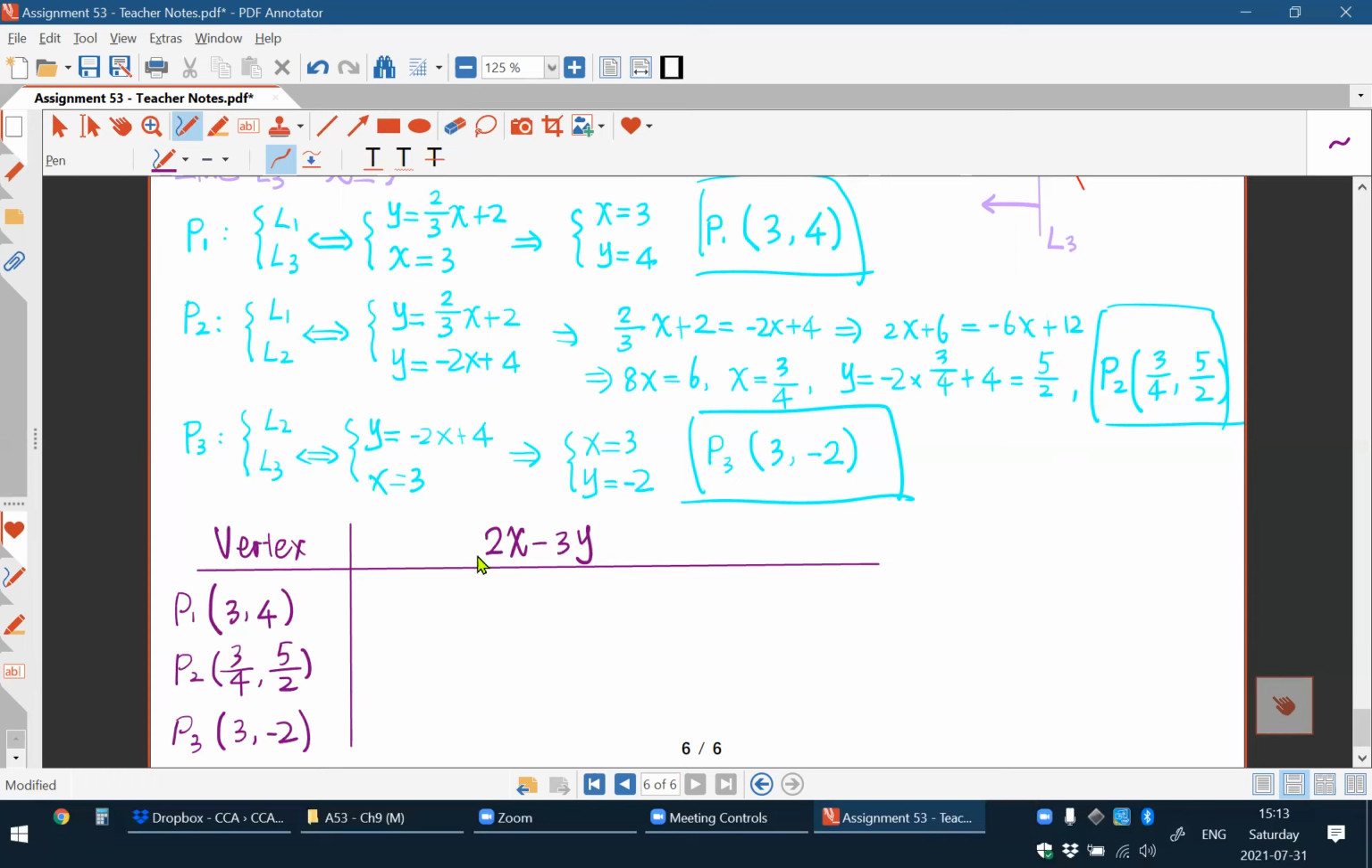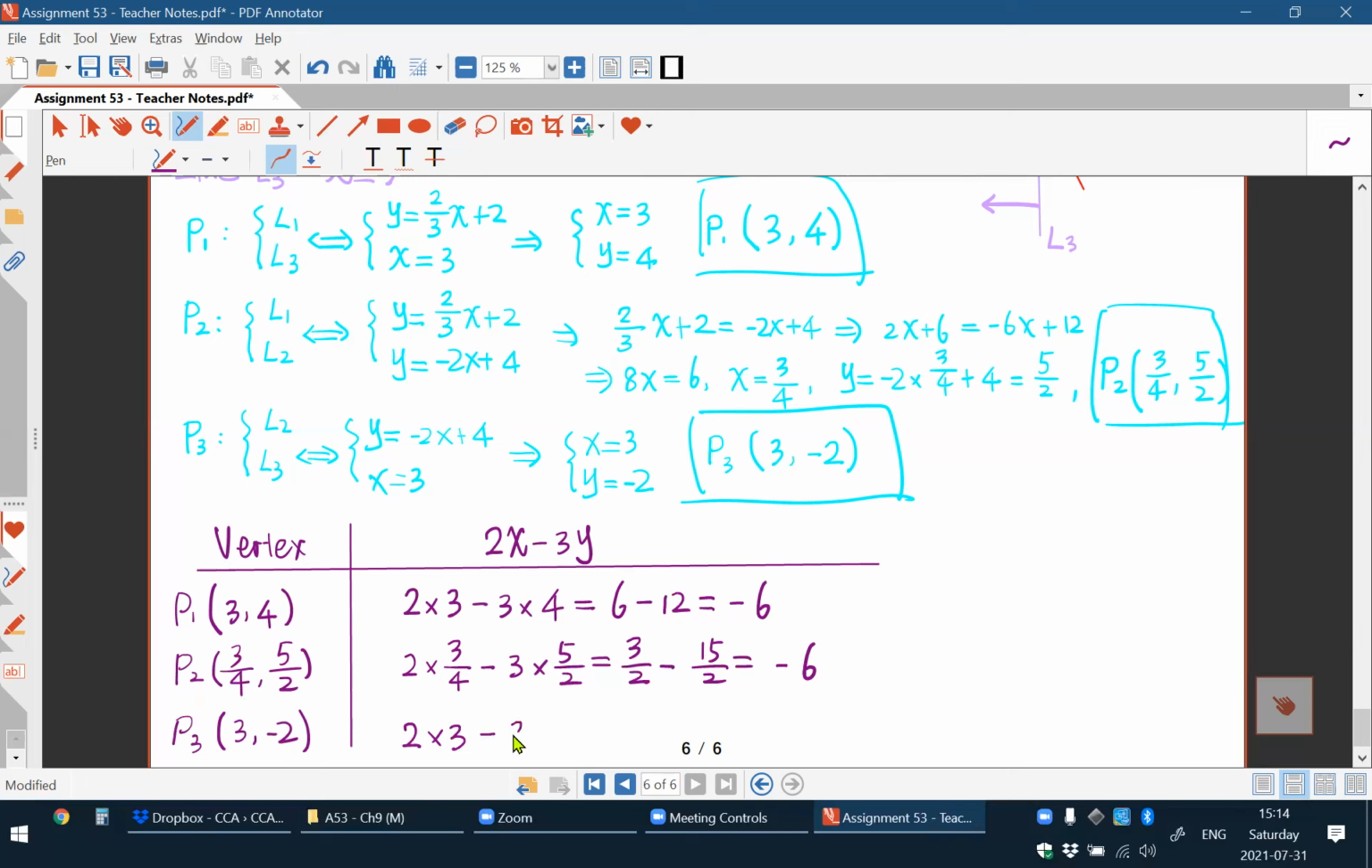At vertex P1, the value of the target function is twice x, which is twice 3, minus 3 times y, y is 4, right? Which is 6 minus 12, which is minus 6. Vertex P2, target function: twice x, which is 2 times 3/4, minus 3 times y, which is 5/2, which is 3/2 minus 15/2, which is also minus 6. Vertex P3, target function 2x minus 3y, which is 2 times 3 minus 3 times minus 2, which is 6 plus 6, which is 12, right?